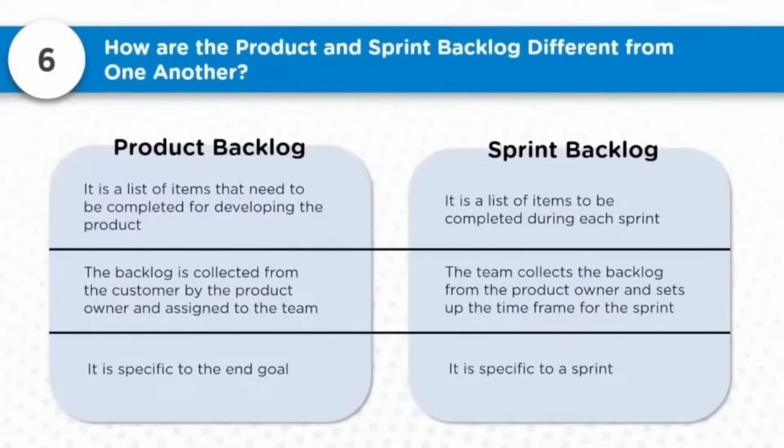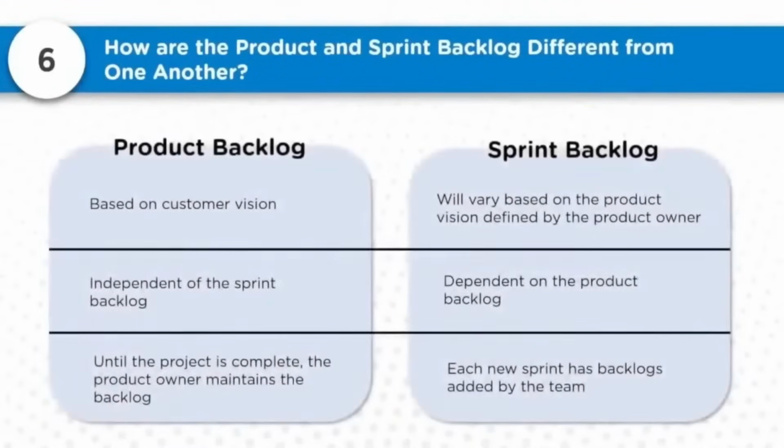When it comes to the product backlog, the backlog is collected from the customer by the product owner and assigned to the team. Whereas in the sprint backlog, the team collects the backlog from the product owner and the time frame for the sprint. So the product backlog is specific to the end goal, the ultimate objective. Whereas the sprint backlog is specific to that sprint, that specific iteration called a sprint in Scrum. What is it that we are going to produce as part of it? The product backlog is based on customer vision, whereas the sprint backlog will vary based on the product vision defined by the product owner.